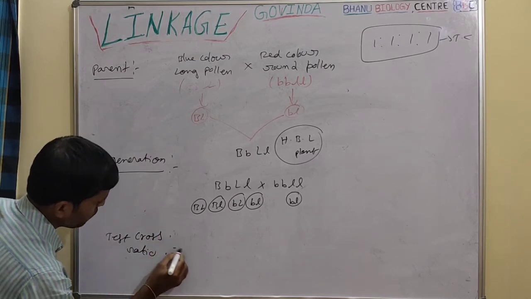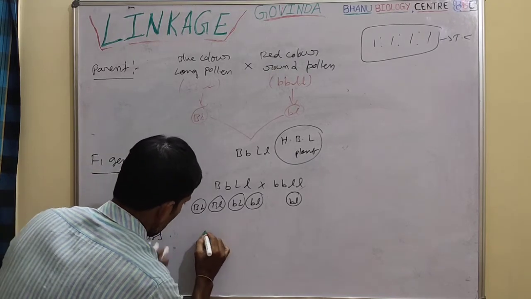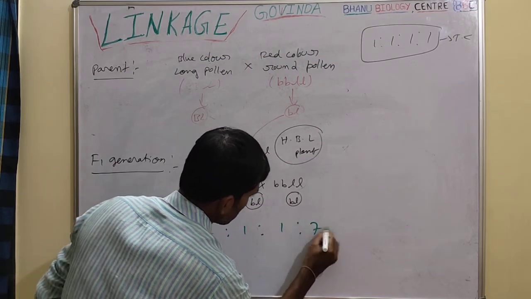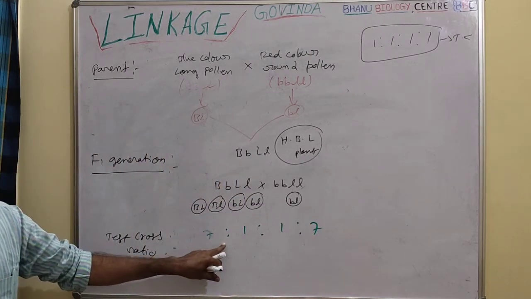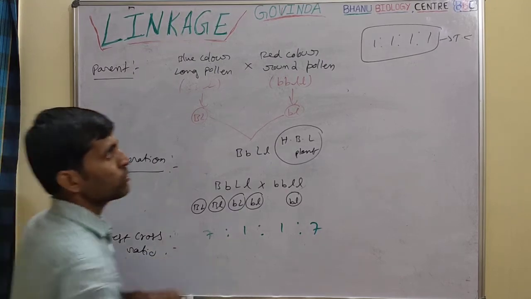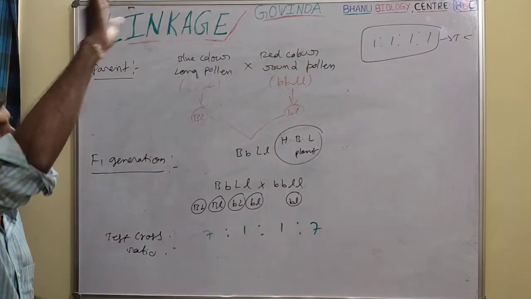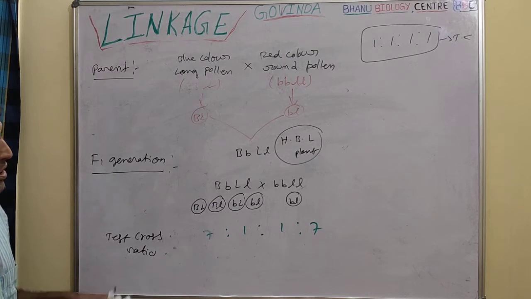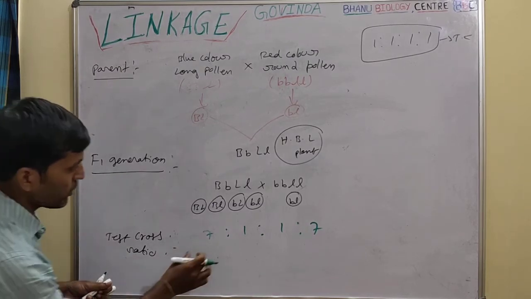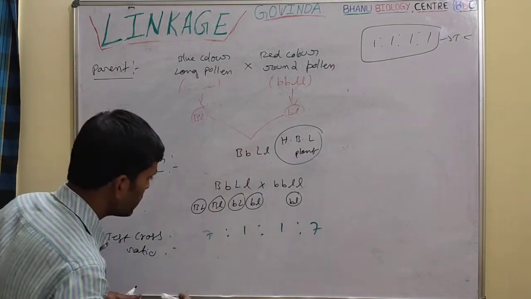The test cross ratio here is 7 is to 1 is to 1 is to 7. This is the test cross ratio obtained by Bateson and Punnett in their experiments. And this is the test cross ratio obtained by Mendel in his experiment of dihybrid cross. So there is a difference between these two test crosses.